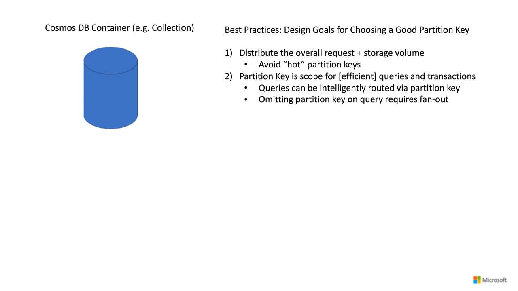So let's talk about some of the design goals that you need here. Number 1, you want to choose a partition key with the goal of distributing your overall request and storage volume. You want to avoid hot partitions. And I'll give an example of a bad partition key. Let's say I have an IoT telemetry store where I'm constantly having many, many devices write into the database, and therefore it's a write-heavy workload.